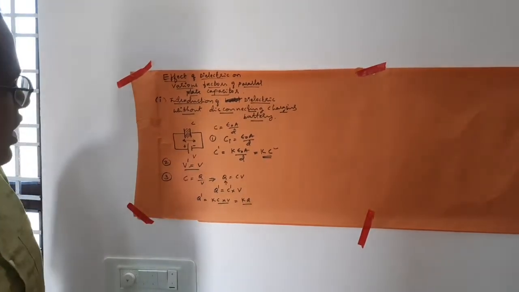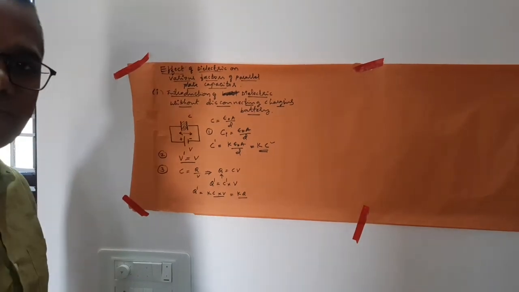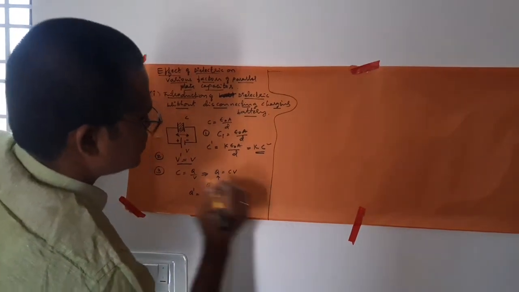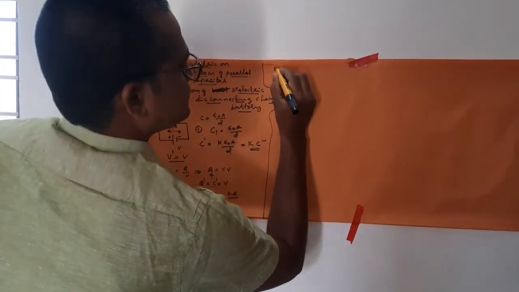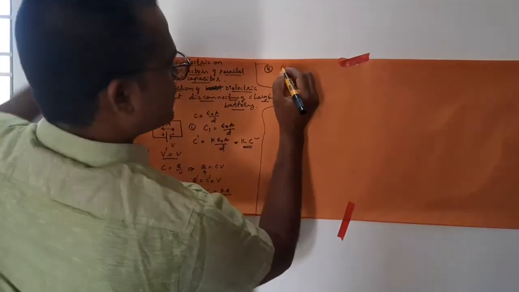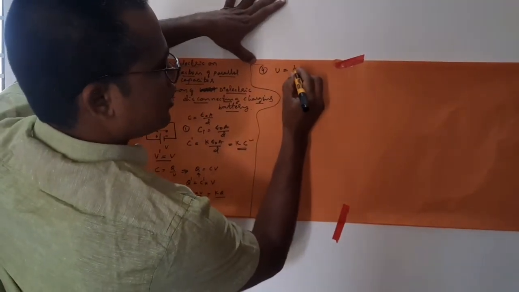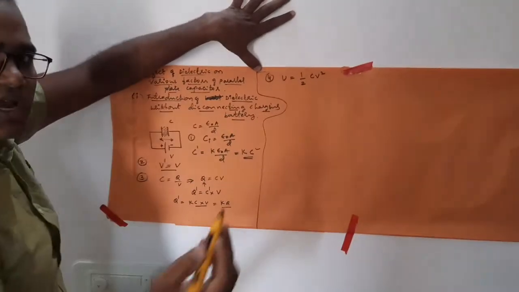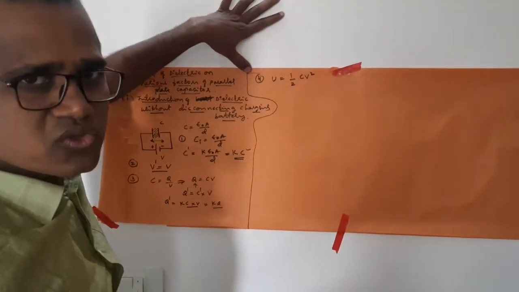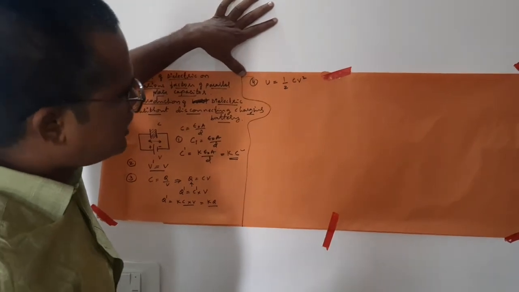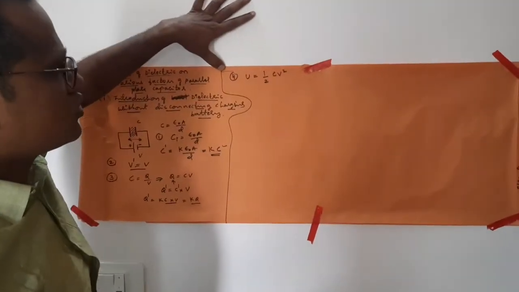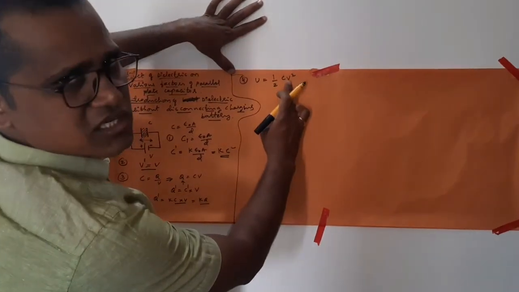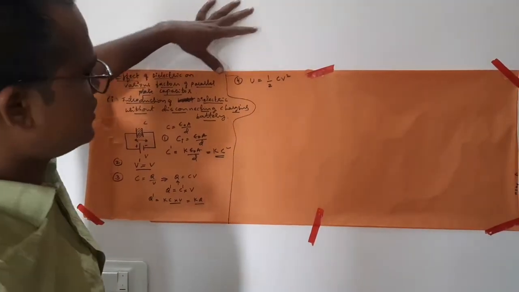Now what will happen to the energy storing capacity? The initial energy stored in the capacitor before we introduce the dielectric is half C V square. I could have taken Q square by 2C, which is also a formula, but there Q is variable and C is also variable, and I don't want to make things complex. Since V is constant, I'll go with half C V square.